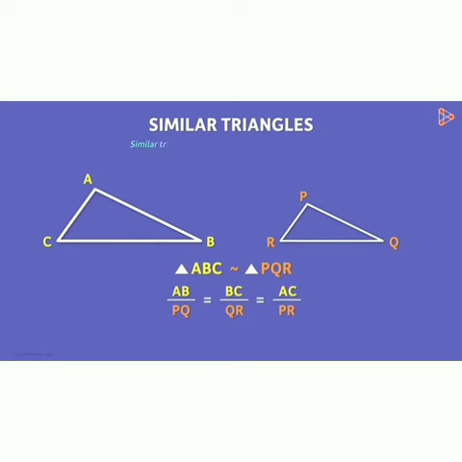Next, the second property: if two triangles are similar, then their corresponding angles are equal. Here, angle A is equal to angle P, angle B is equal to angle Q, and angle C is equal to angle R. These are the corresponding angles of two similar triangles.